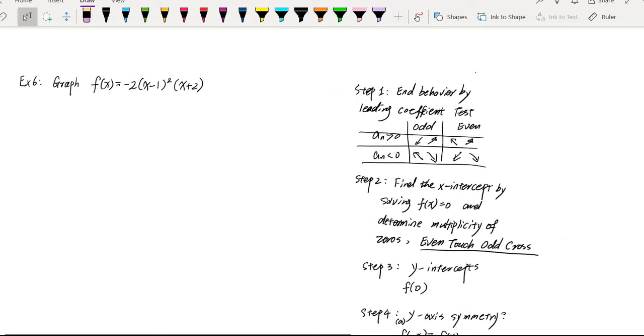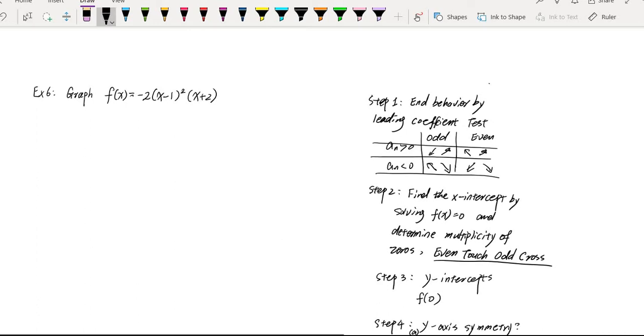So I wrote down all the steps on the right side. Okay, so let's look at this. Again, we start with the a sub n, in this case, negative 2. That is less than 0. And then also our n, in this case, remember, here we have a product right here. That means our n is 2 plus, right here, an invisible 1, which gives us 3.